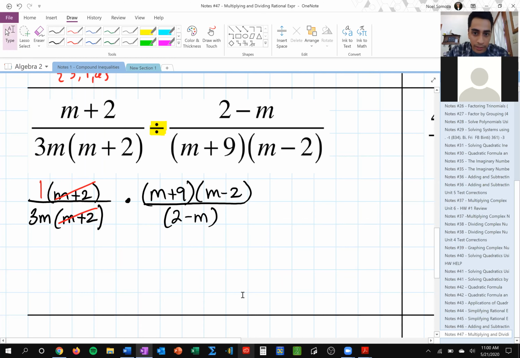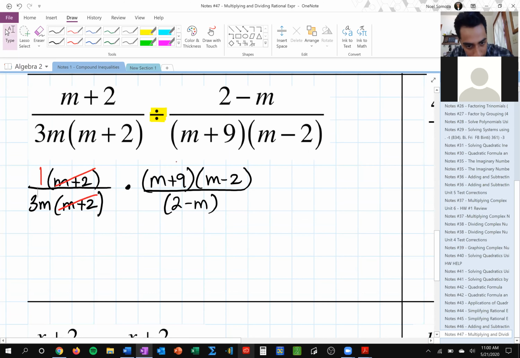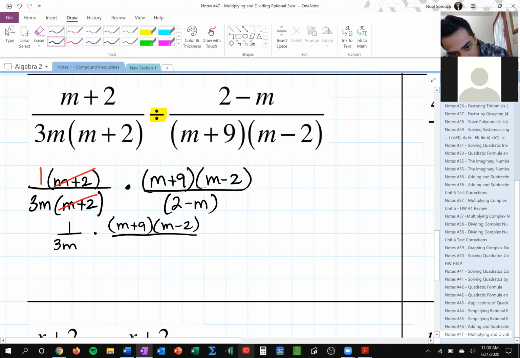Yeah, the negative, right? We'd have to factor out the negative. So in this case, let me rewrite some stuff here. I would have 1 over 3m times m plus 9, m minus 2. Okay, but my denominator now, if I factor out this negative, let me do some scratch work here.